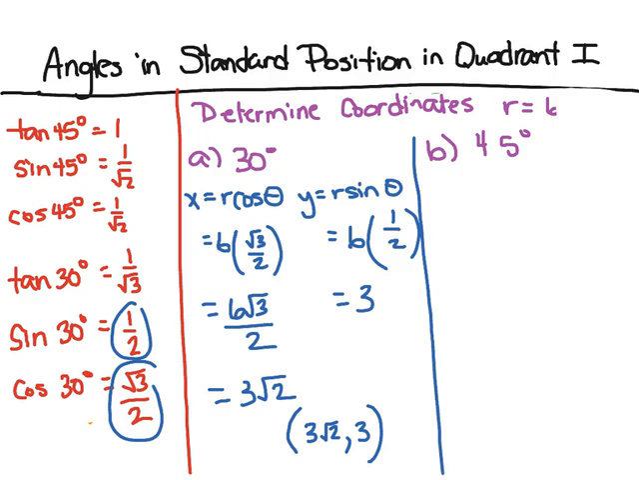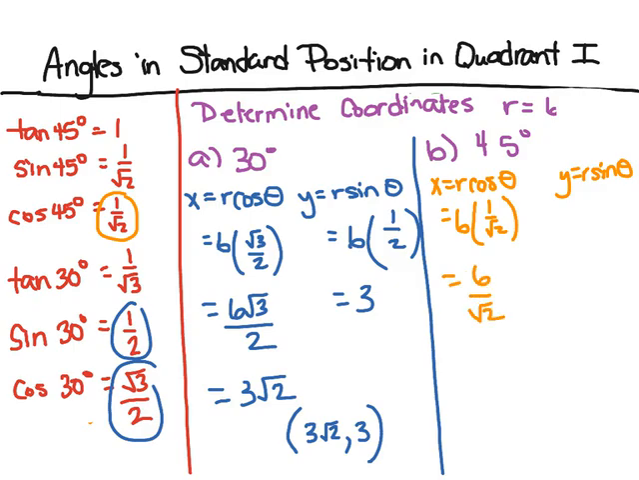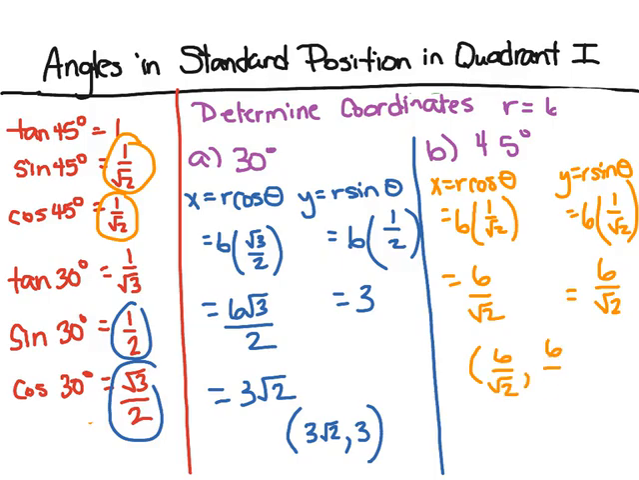For 45 degrees, we do the same thing. So x equals r cos theta, y equals r sin theta. So our r is 6. Now cos theta is 1 over root 2. So 6 over root 2. Same for y. 6 times 1 over root 2, which is 6 over root 2. So our coordinate is 6 over root 2, comma 6 over root 2.